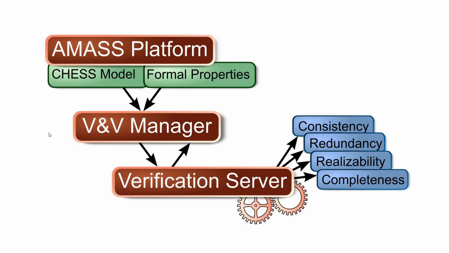The automated semantic requirements analysis performed by various V&V tools consists of the following activities: consistency, redundancy, realizability, and completeness checking.